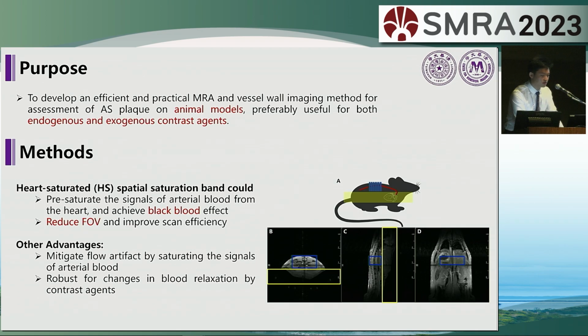So our purpose is to develop an efficient and practical MRA and vessel wall imaging method for assessment of AS plaque on animal models, preferably useful for both endogenous and exogenous contrast agents. And we proposed a pretty straightforward method. It's a heart-saturated spatial saturation band. We call it HS, which can achieve black blood and reduce FOB at the same time.